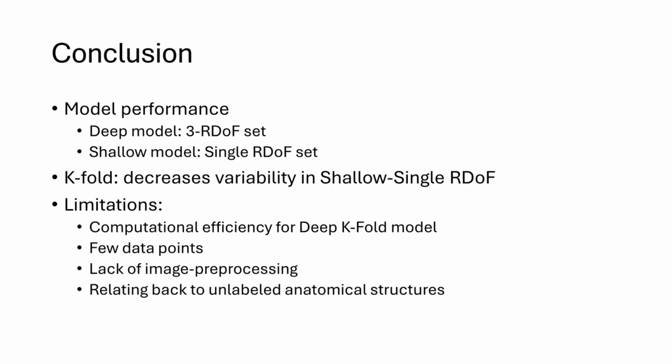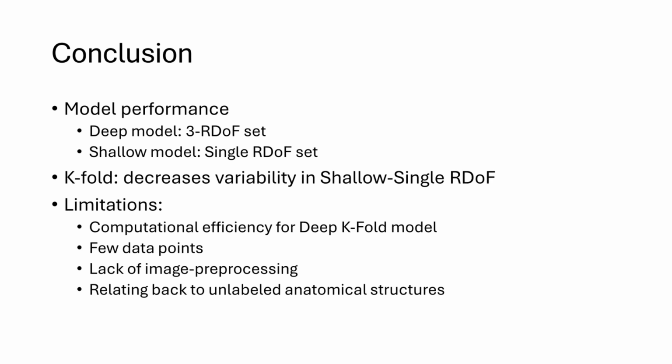In conclusion, we're able to see through these experiments that the deep model is able to perform better and capture more information for the full, or the 3 RDOF, sets, whereas the shallow model was able to perform better on the single RDOF set, showing that not necessarily a larger, more complex model will perform better all of the time. Additionally, we were able to see that the k-fold cross-val was able to successfully decrease the variability and in turn increase performance for the shallow single RDOF test, which previously we saw varied quite significantly across the complete 50 epochs.